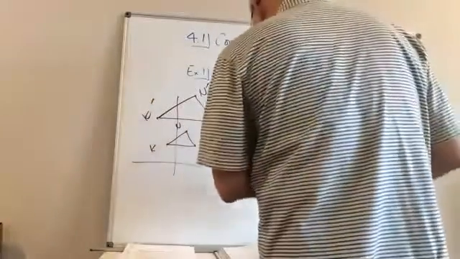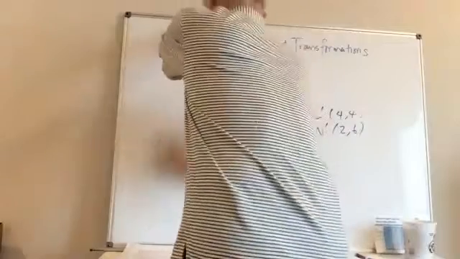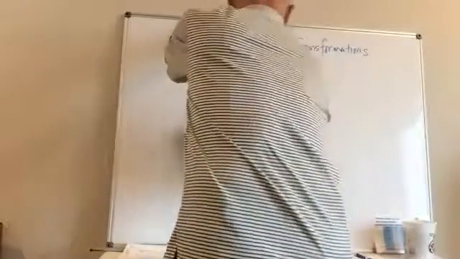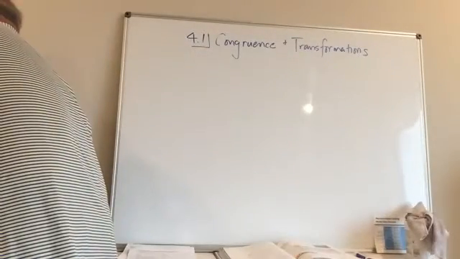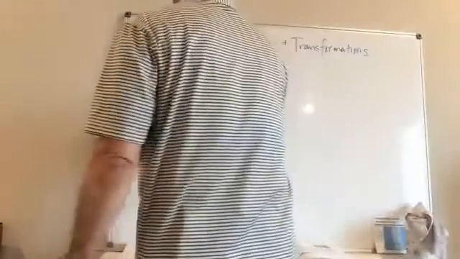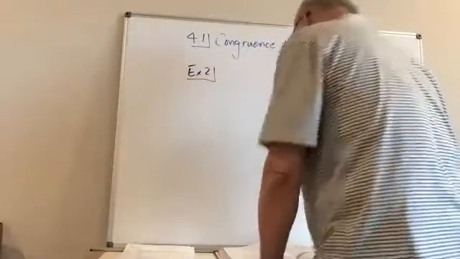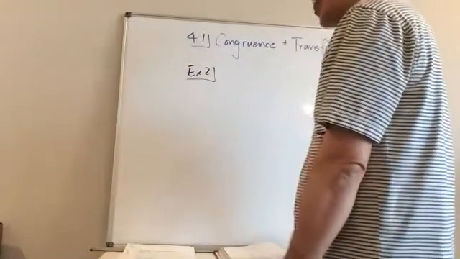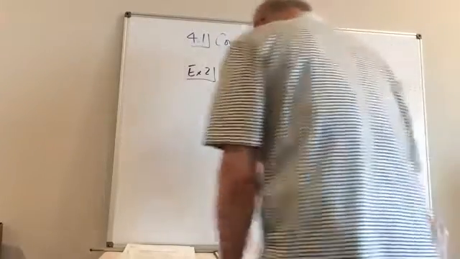Flip the page. Let's go to example number 2. We have determining whether figures are congruent or not. They're just going to give you 2 sets of points and you have to draw them and then see if the figures are congruent. So this is pretty simple.